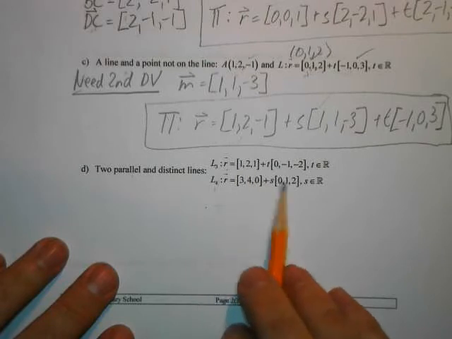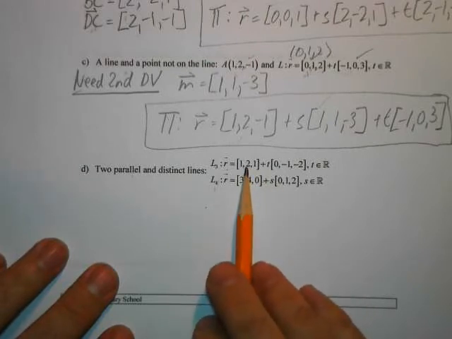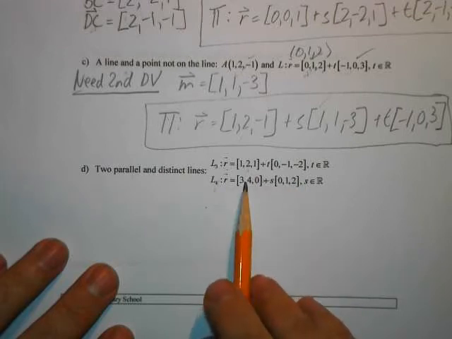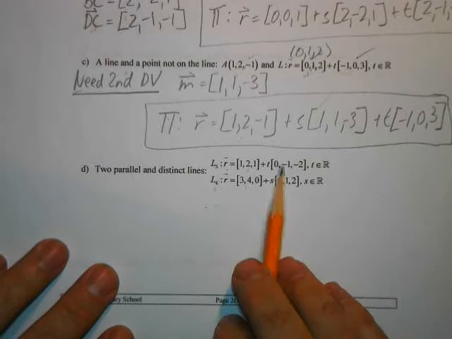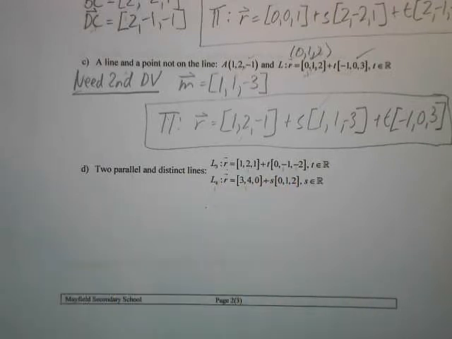You'd have to prove that they're distinct by showing that the point 1, 2, 1 is not on this line 4, or that this point 3, 4, 0 is not on line 3. We don't have to do that. We're just assuming that they are distinct lines, but that's how you would do it.